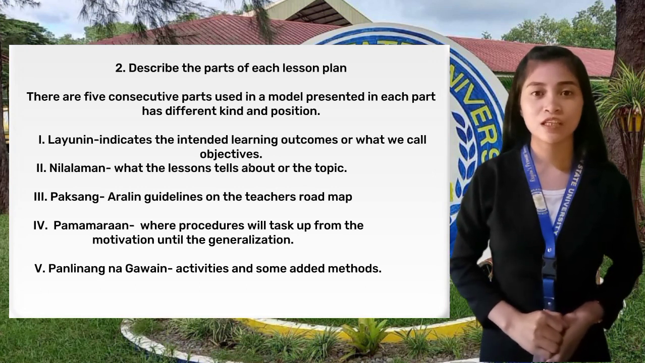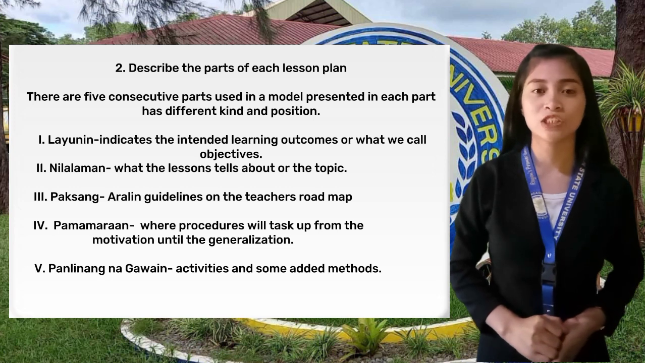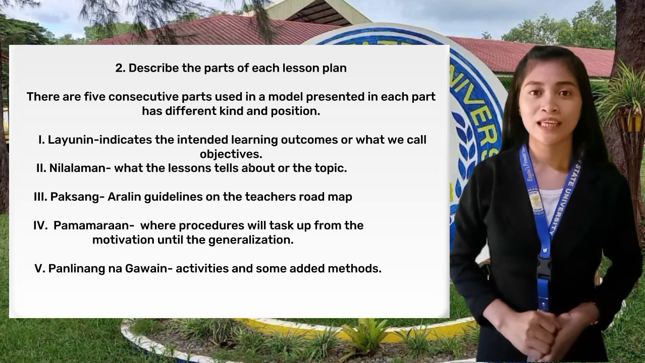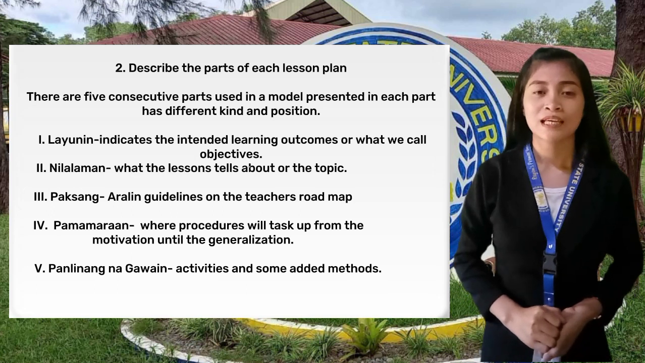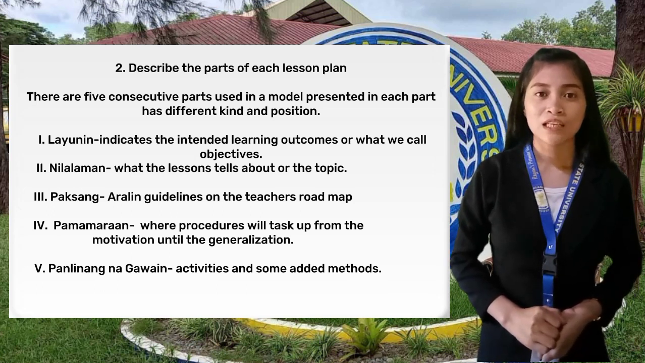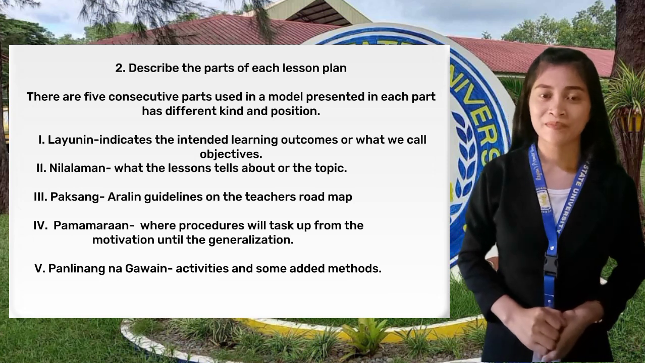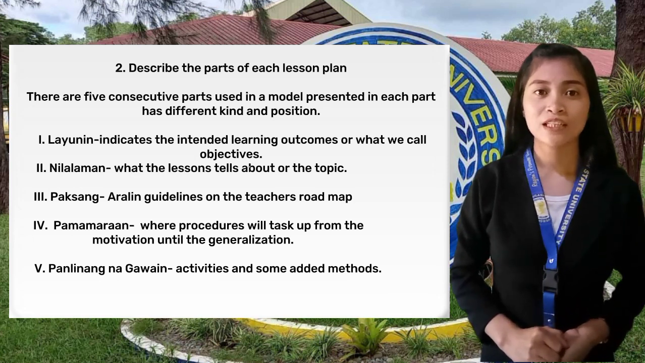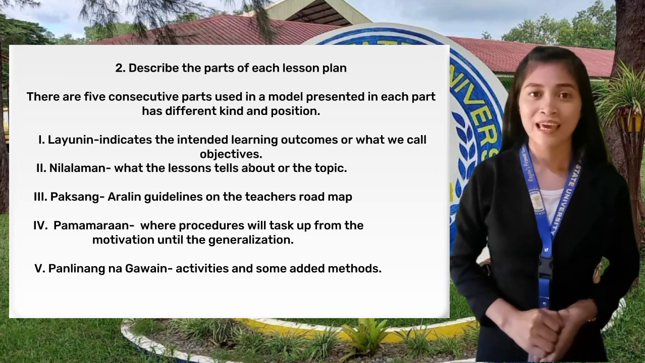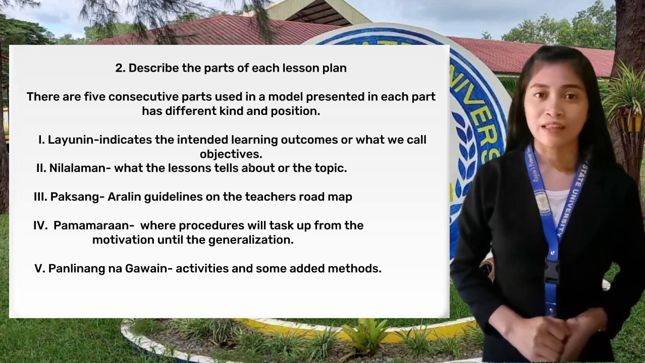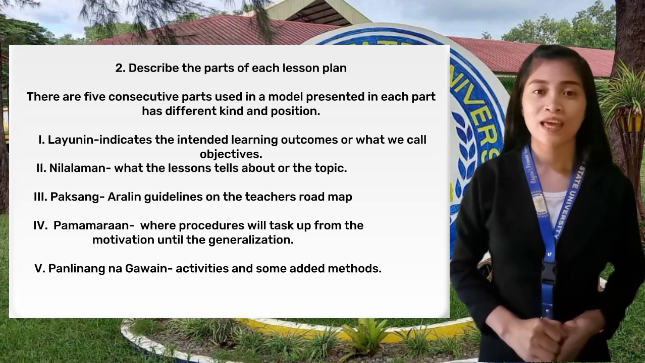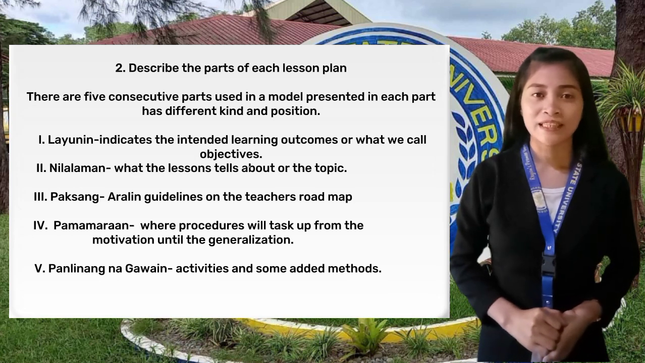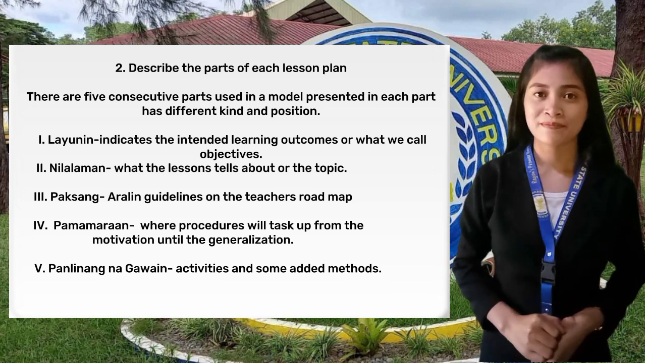There are 5 consecutive parts used in the model presented, and each part has different kinds and positions. First is layunin, which indicates the intended learning outcomes or what we call objectives. Second is nilalaman, what the lesson tells about, or the topic. Third, paksang aralin, guidelines or the teacher's roadmap. And fourth, pamamaraan, where the procedures start from the motivation until the generalization. And then lastly, panlinang na gawain, activities and some added methods.